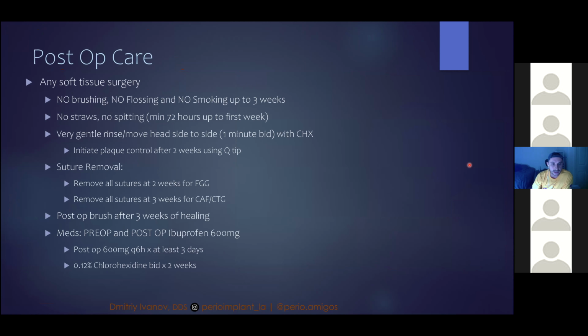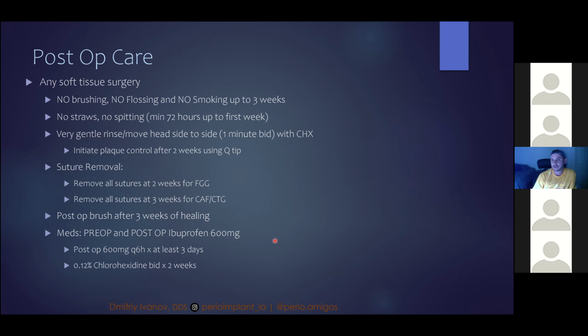Post-op, a lot of doctors ask me, what is your post-op? So generally, I don't remove sutures for FGG for about 2 weeks, and for any of the root coverage procedures, I keep sutures in for about 3 weeks. The brushing generally doesn't start until the 3rd week, and it's only on the teeth. You're brushing the teeth only. After 1 month, you can pretty much resume everything normal. Brushing, flossing, eating on that side, no restrictions.